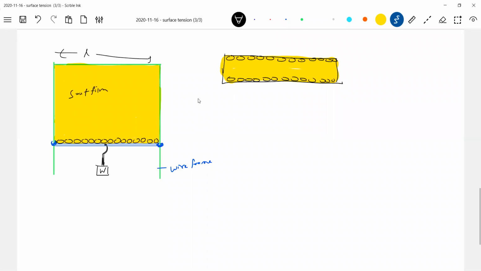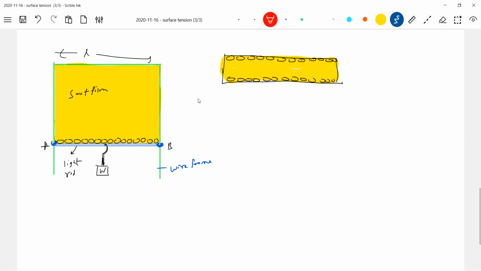Now, who will balance this weight? Anybody? 1 ton, 1 kg? It'll be a few milligrams or micrograms. Then who will balance this rod? It is a light rod. Who will balance this particular suspended weight? The force due to surface tension.